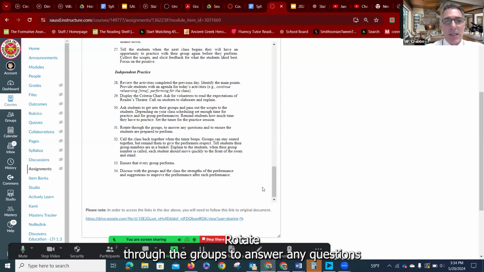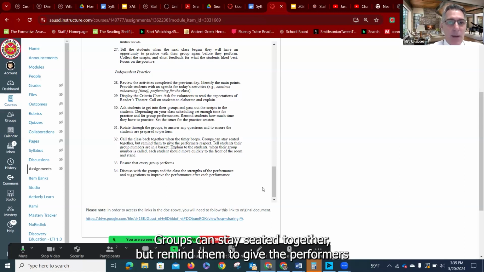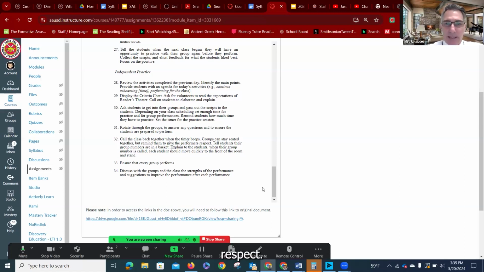Rotate through the groups to answer any questions and to ensure the students are prepared to perform. Call the class back together when the timer beeps. Groups can stay seated together, but remind them to give the performers respect. Tell students their group members are in a basket.